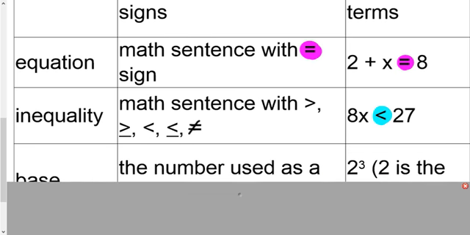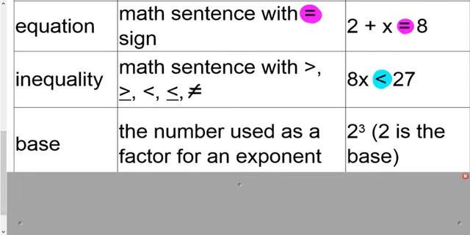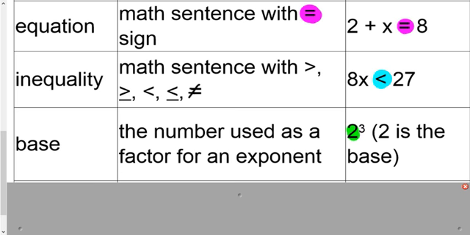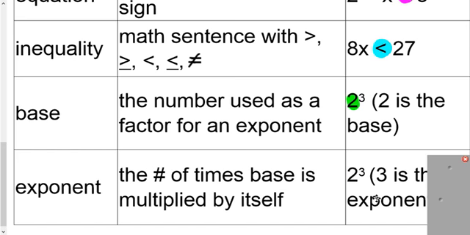Moving on down, the base. You should have worked with exponents a little bit in the past, and basically the base is the large number that's right next to the exponent. The 3 is the exponent, the 2 is the base, and we're going to use the base as a factor. The exponent tells you how many times the base is going to multiply itself. The base is 2, the exponent is 3, so it means 2 times 2 times 2. There's three 2's. We use that base to multiply itself over and over again, however many times the exponent tells us.